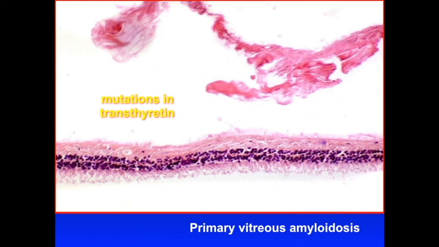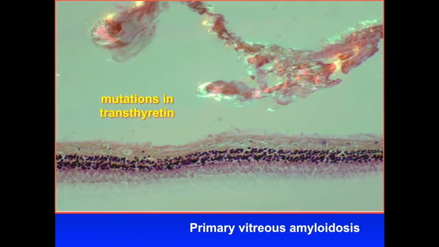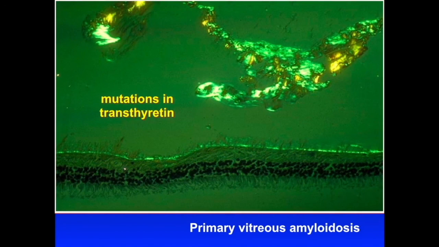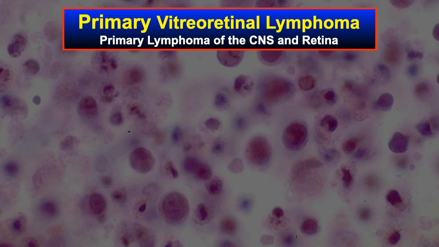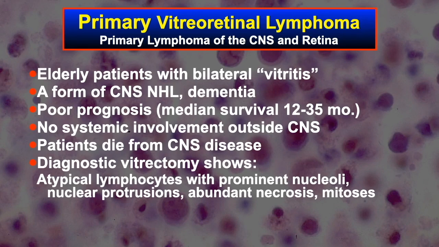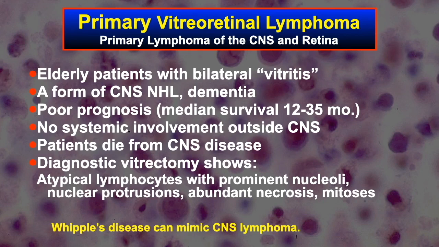And here's the H&E section, and again the apple green birefringence of the Congo red stained specimen. Primary vitreoretinal lymphoma typically is a disease of elderly patients who may have dementia and present with bilateral vitritis. The prognosis is poor with a median survival in different series of 12 to 35 months. There is no involvement outside of the CNS, and patients typically die from CNS disease.